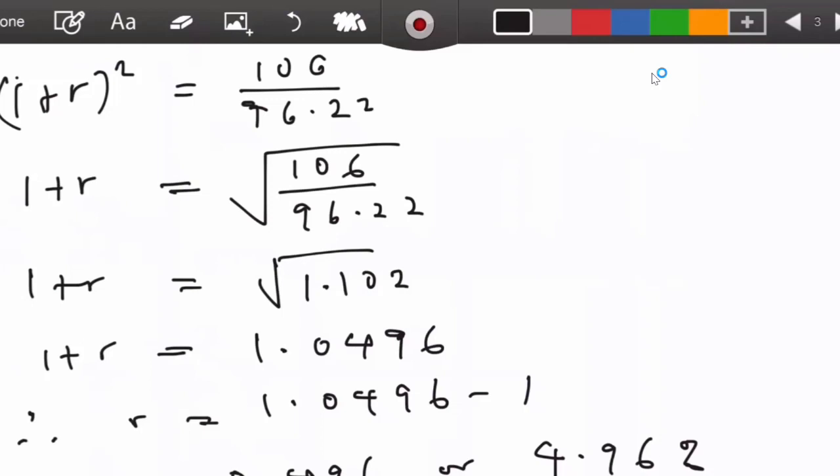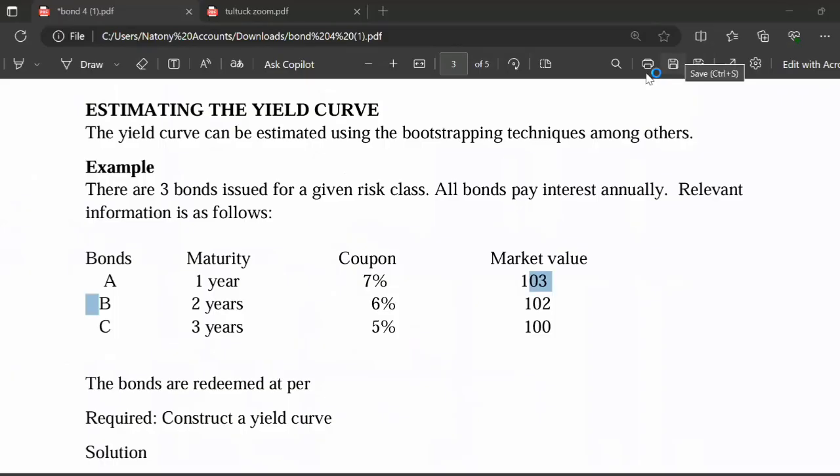Let's look at the information for bond 3. We've been able to establish the spot yield curve for year 1, which we got as 0.0388. Let me write it in percentage. Take this out.